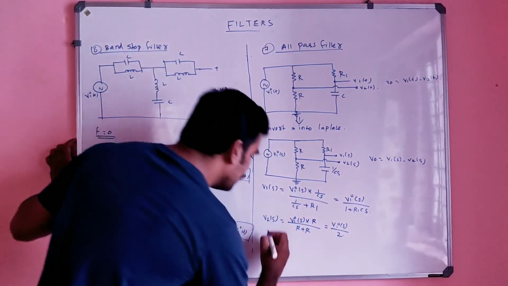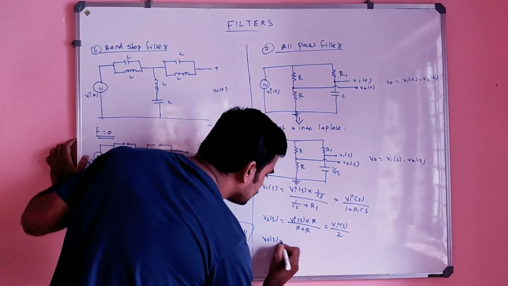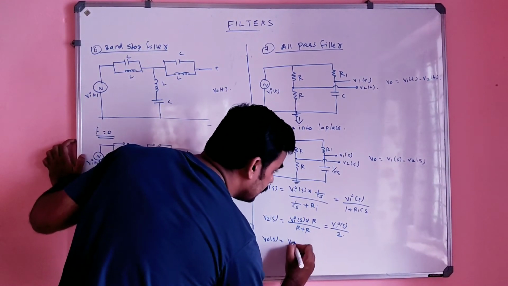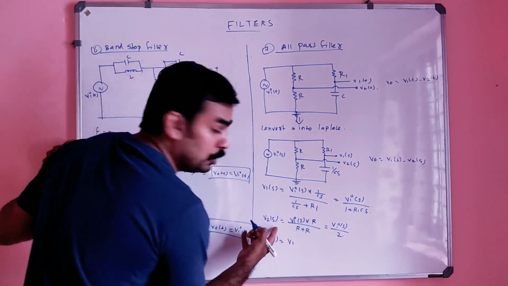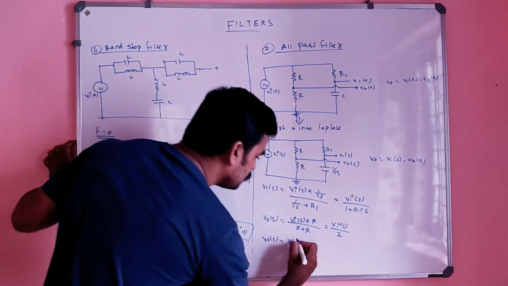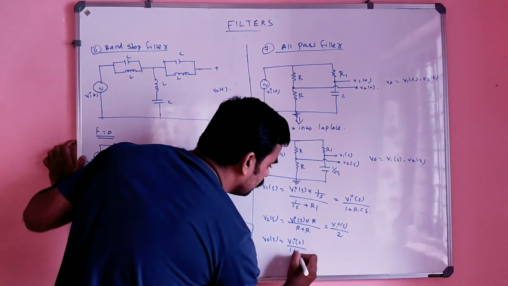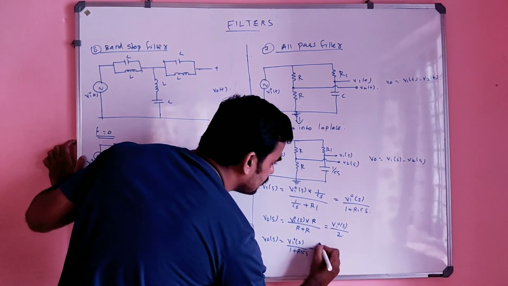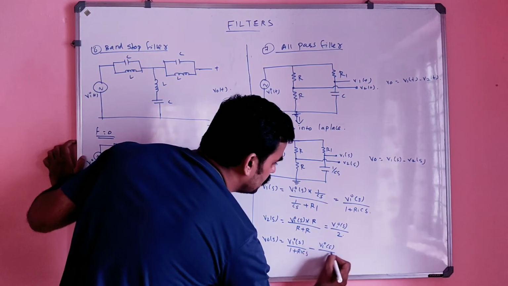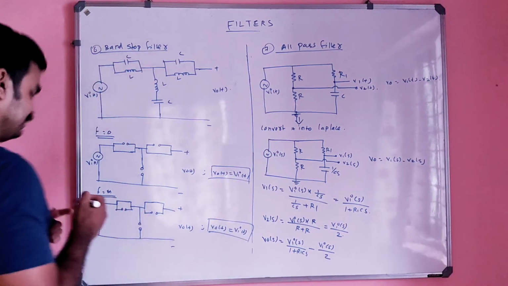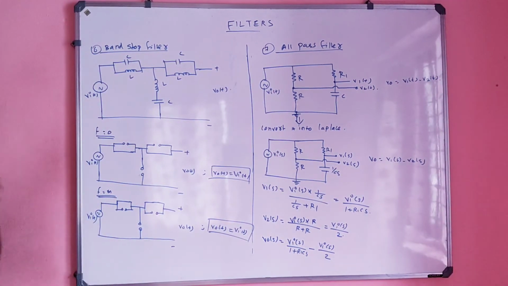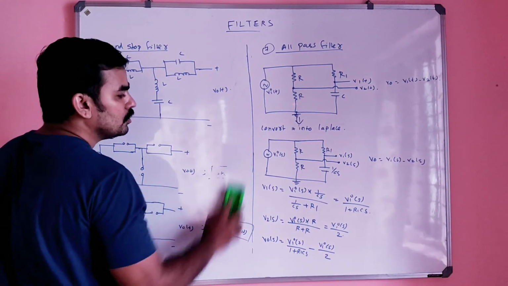So our output V0 of s is nothing but V1 of s minus V2 of s, right? So it will be VA of s divided by 1 plus R1 Cs minus VA of s by 2. Is it correct?